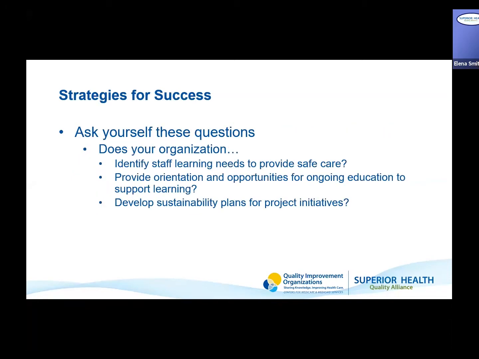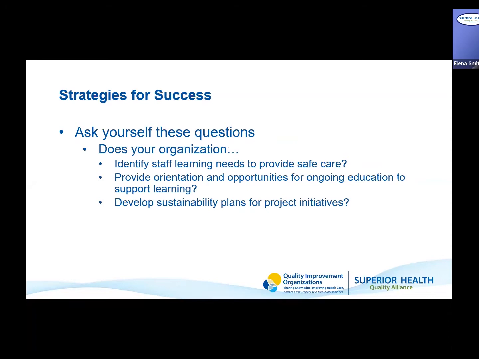So what are some strategies for success? I want you to look at your organization and ask yourself these questions. Does your organization identify staff learning needs to provide safe care? Things like developing core competencies and skills needed for specific job roles, developing competency trainings and annual skills assessments, or creating learning feedback loops to assess the impact of the education.